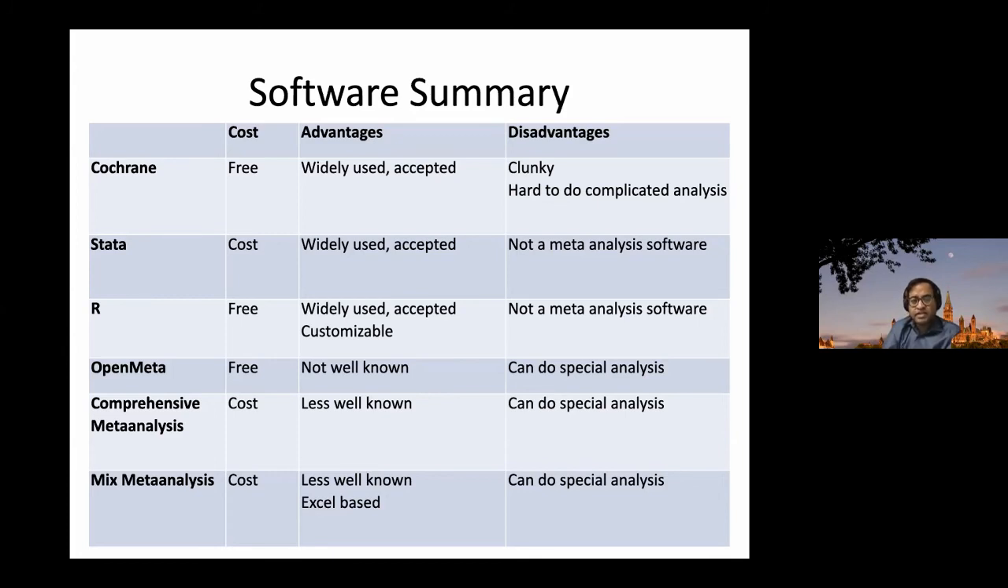Stata again is not free, but if you have Stata already, then it's useful. R, of course, is free, and it's customizable. It's harder to do some of the sophisticated meta-analysis that you may want to do, which you can do with the other three that I've mentioned below, which are specific to meta-analysis software. It's not worthwhile to pay and get any of these for now, unless you're going to do a meta-analysis, in which case it may become worthwhile to download and use these.